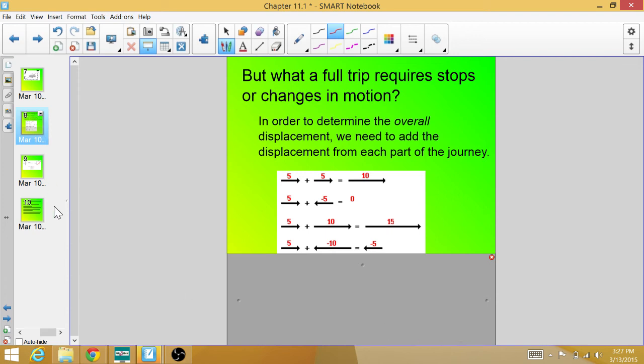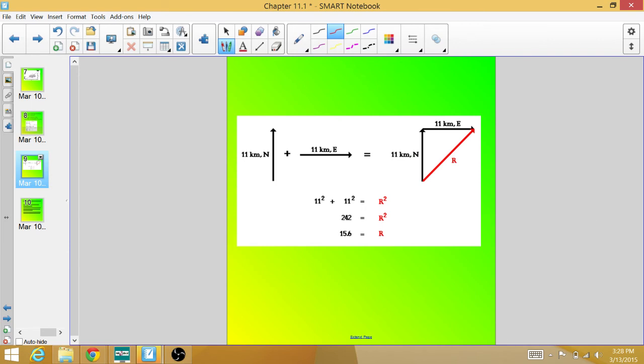Now, what if I walk 5 meters to the east and then I turn north, like Tim did walking to school? What we have to do there is we have to use the Pythagorean theorem. So you all know this one. It's a squared plus b squared equals c squared.